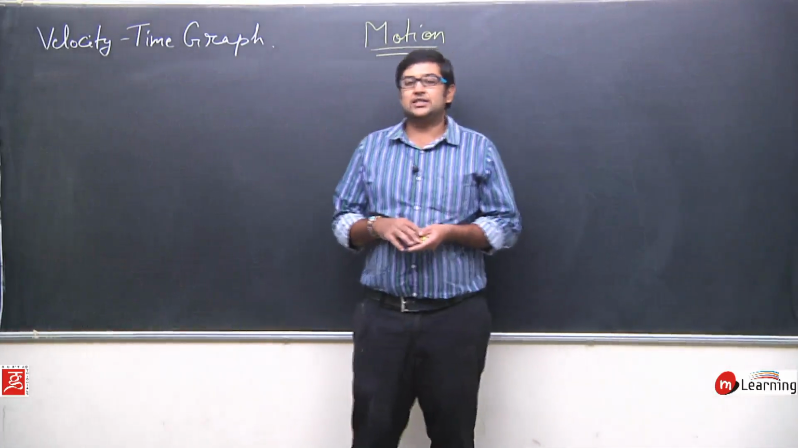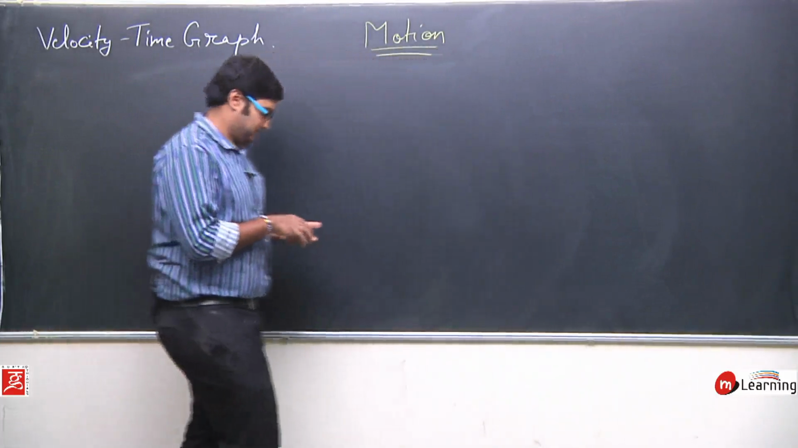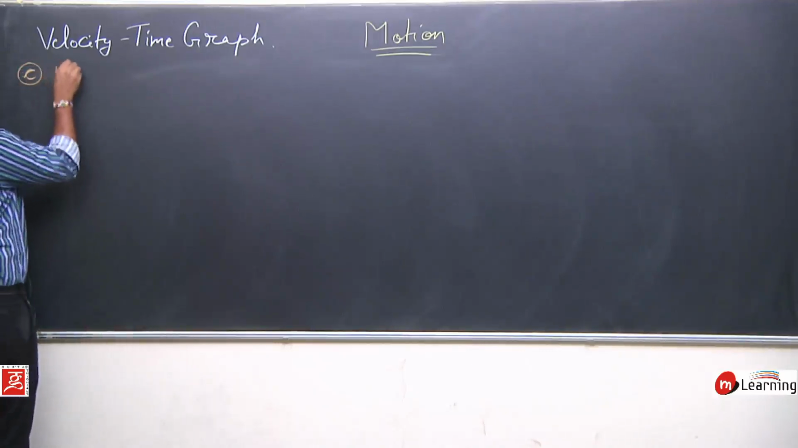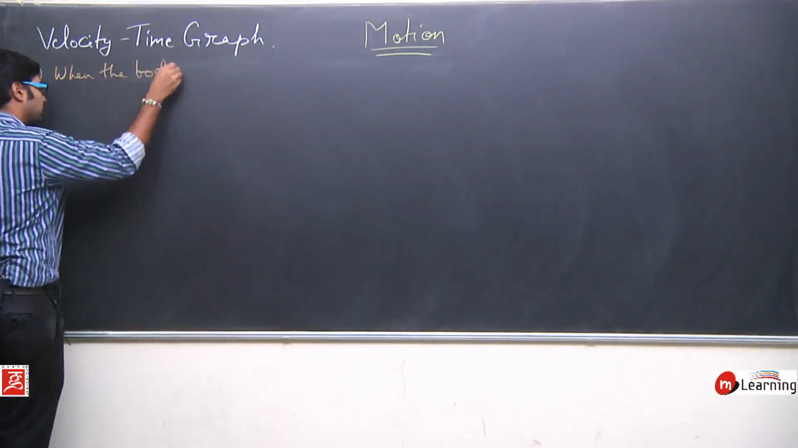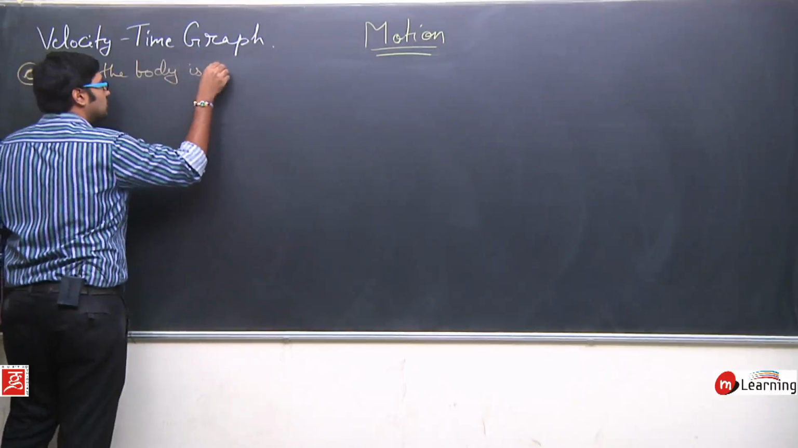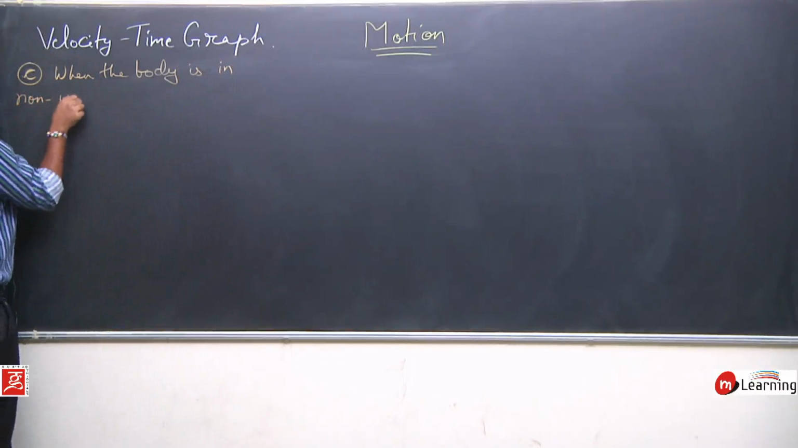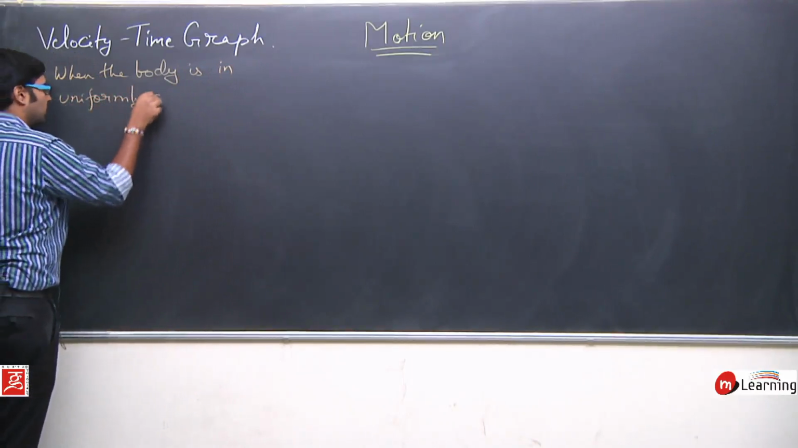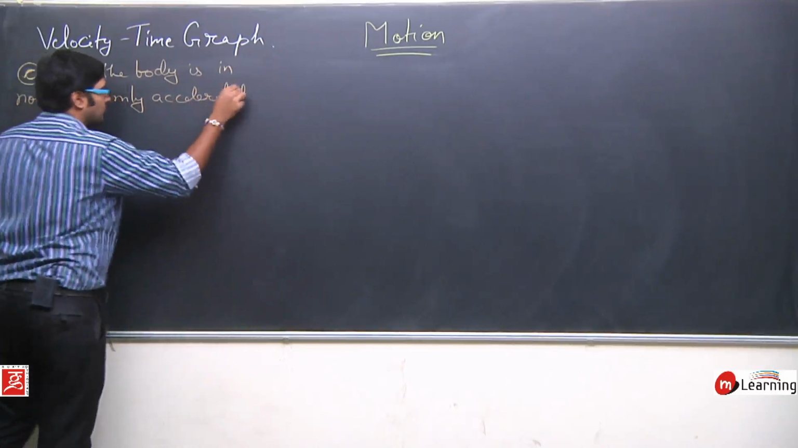Now let's consider the third case in the velocity time graph, case number C, when the body is in non-uniformly accelerated motion.